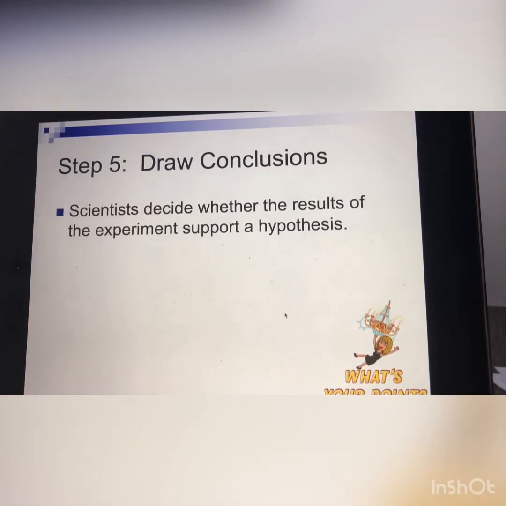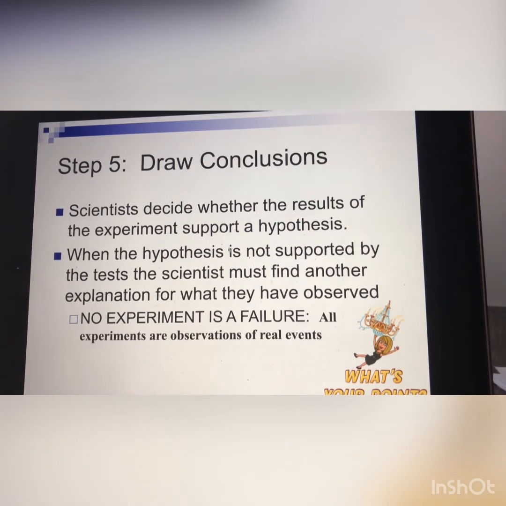The next step is draw your conclusion. Scientists want to decide whether the results of an experiment support the hypothesis. When the hypothesis is not supported or you can't prove it by the tests, the scientists must find another explanation or another reason for what they have observed. That means that no experiment is a complete failure, I promise, because there's always something to learn from it. Even if what you thought didn't happen, we can now explain what did happen and try to make it make sense for other people. All experiments are observations of real events.